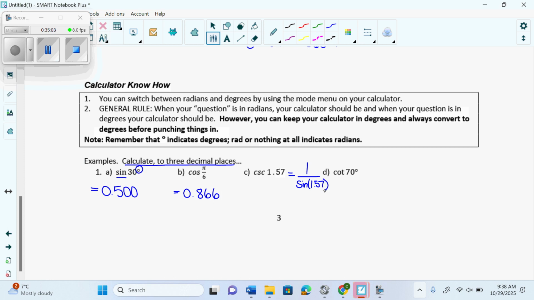This equals 1 divided by sine of that angle. What mode do I need to be in? Radian, because there's not a degree symbol. So type it in, 1 divided by sine of 1.57 in radian mode. 1.000.